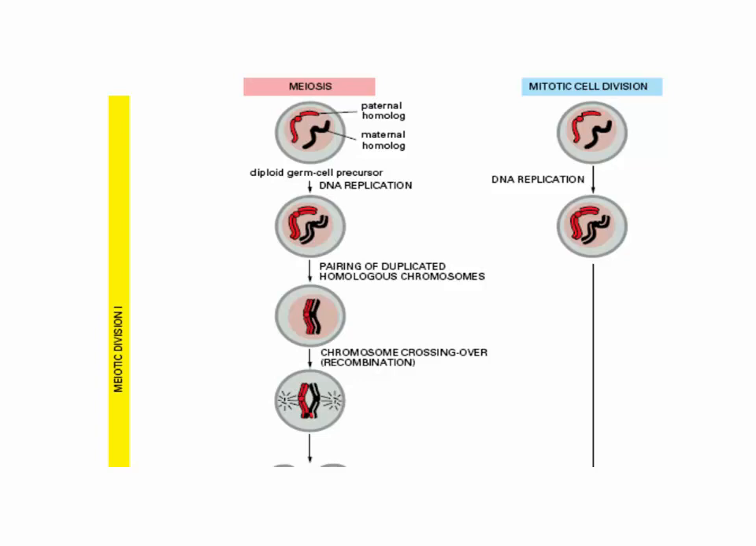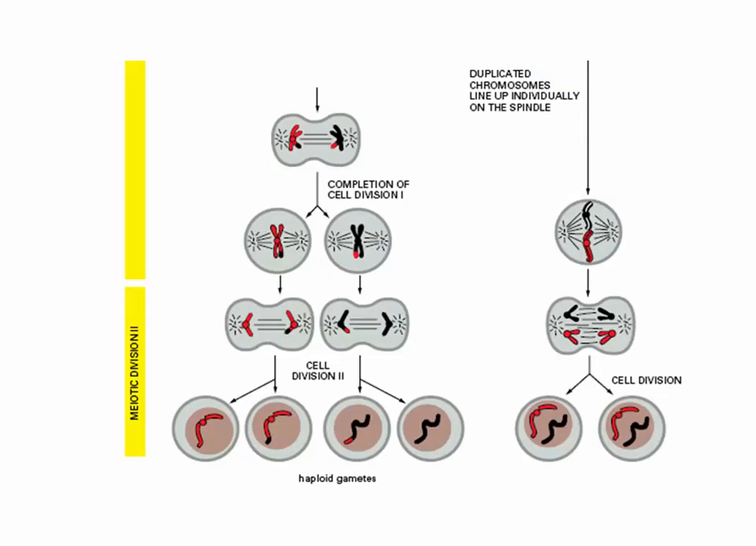In meiosis, the cells in the ovaries are diploid cells. They have two copies of each chromosome, so they have to produce the egg, which has only one copy. What happens is that you have the DNA replication, then all this business of lining up, and then you have two rounds of cell division. This is meiosis one, the first round of cell division, and then the second round is meiosis two.